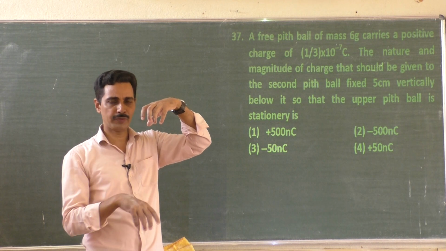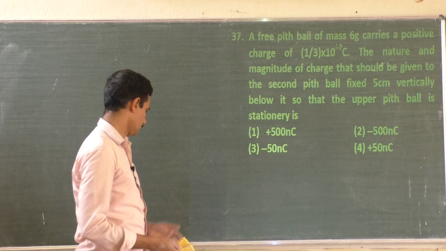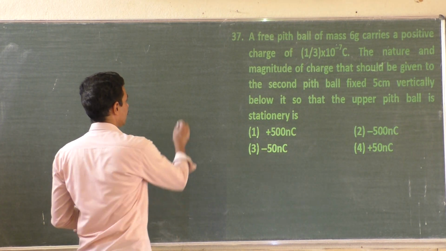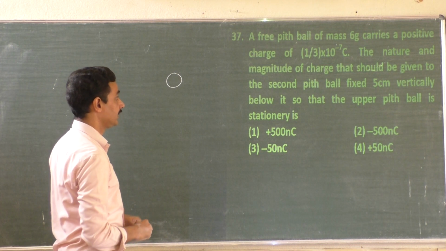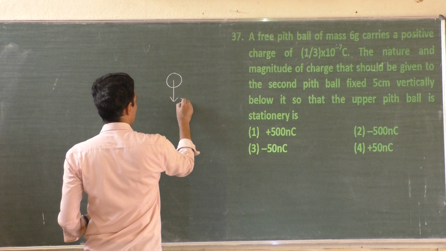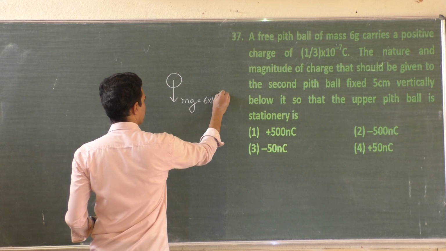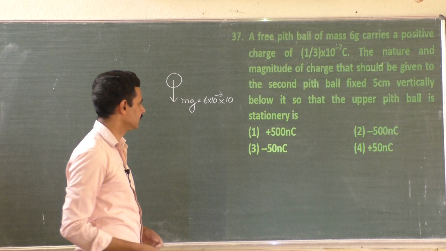Why does the upper ball fall? Gravity, because it is placed vertically above the ground. So it is a very simple problem again. You are given a pith ball like this, which is lighter, and its mass is 6 gram. So what is its weight? Weight is mg. mg is equal to 6 into 10 to the power minus 3 kg into 10, I will take, because I have answers, you have to select it.